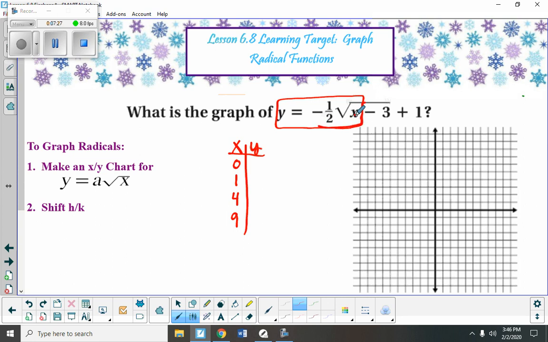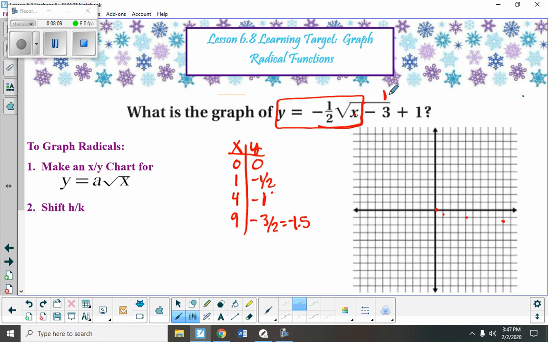So the square root of 0 is 0, times a half is 0. The square root of 1 is 1, times negative 1/2 is negative 1/2. The square root of 4 is 2, times negative a half is negative 1. The square root of 9 is 3, times a negative 1/2 is negative 3/2, which is equal to negative 1.5. So let's graph that. We're just going to graph those points because we're not done yet. So if we go over 1, we're down 1/2. Over 4, we're down 1. Over 9, we're down 1.5. So that's the general shape of this.